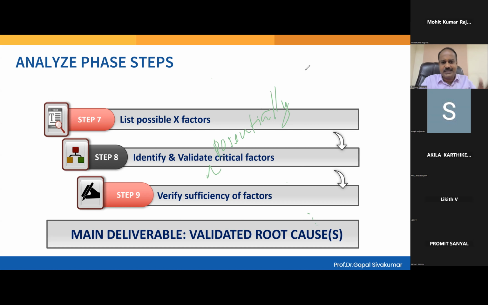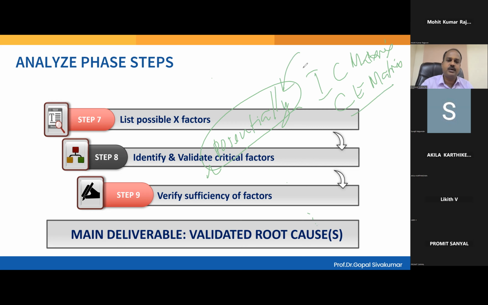If you simply investigate all 100 factors, then you won't be efficient. You will be wasting a lot of time, a lot of effort, and of course a lot of money. And sometimes you end up not detecting anything also. So to avoid that, we segregate the potentially critical factors. For that, we have tools like impact control matrix, or sometimes we use cause and effect matrix. All of these tools will help you to figure out the potentially critical factors.